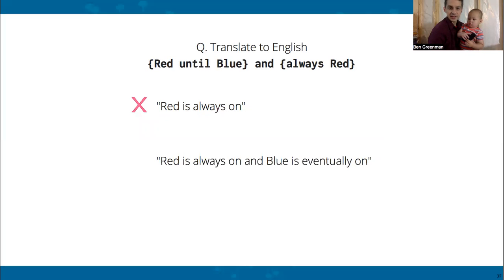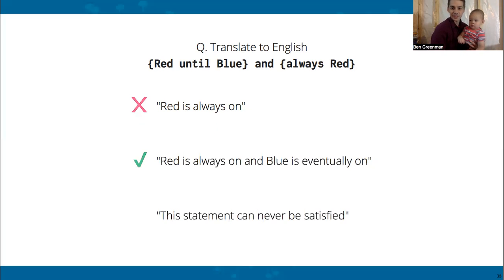Here's another translation. Red is always on and blue is eventually on. Yes or no? Yes, this one is strong enough. We've got both parts that we need. Now here's a third possibility. This statement can never be satisfied. Yes or no? And that's a no, because we just saw a satisfying translation.